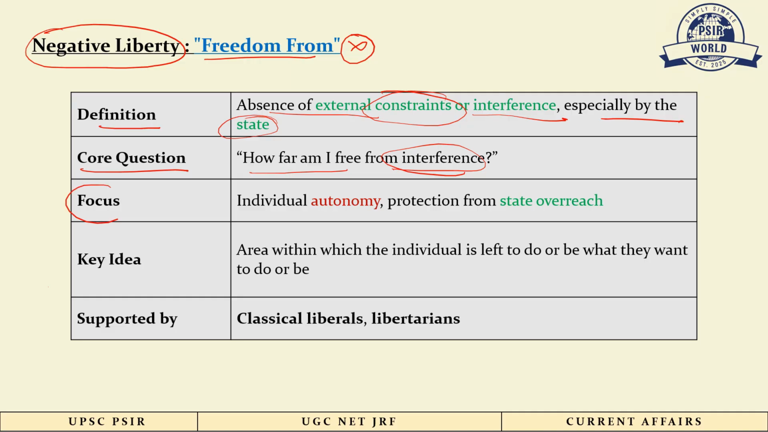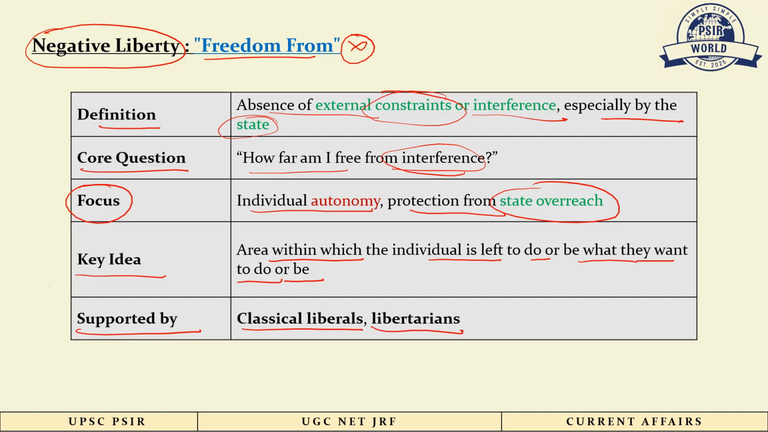The focus of negative liberty is on individual autonomy, protection from state overreach, so that the state doesn't misuse its power. The key idea of negative liberty is the area within which the individual is left to do or be what they want to do or be. It is a little bit tricky, but it's very simple. It simply says to what extent the individual is free to do anything whatever he wants without any interference. And negative liberty is supported by the classical liberals and the libertarians.